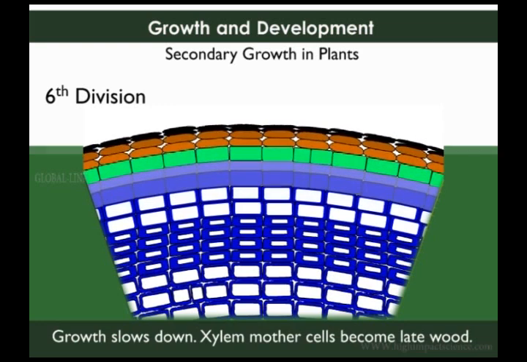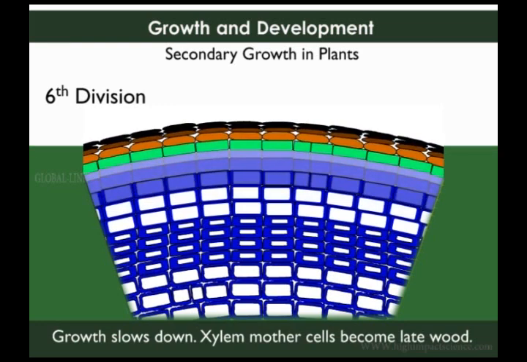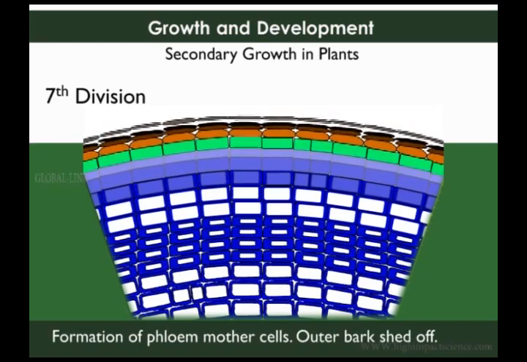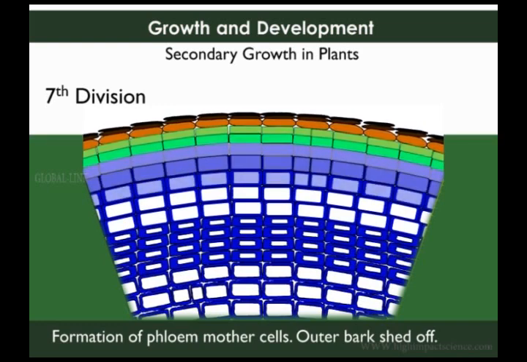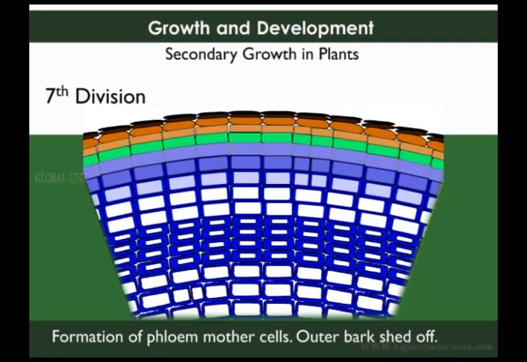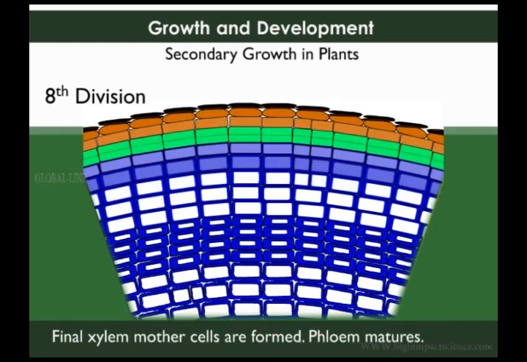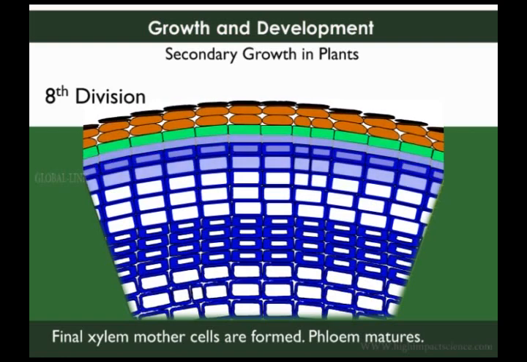In the sixth division, growth begins to slow down, and the xylem mother cells that are formed become latewood. The seventh division shows the cambium dividing, forming phloem mother cells, while a layer of the outer bark is shed. In the eighth division, the final layer of the xylem mother cells are formed while the previous phloem matures.